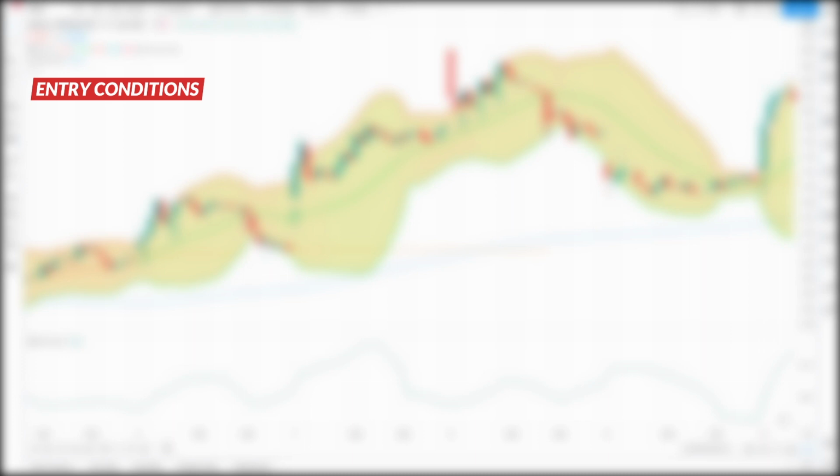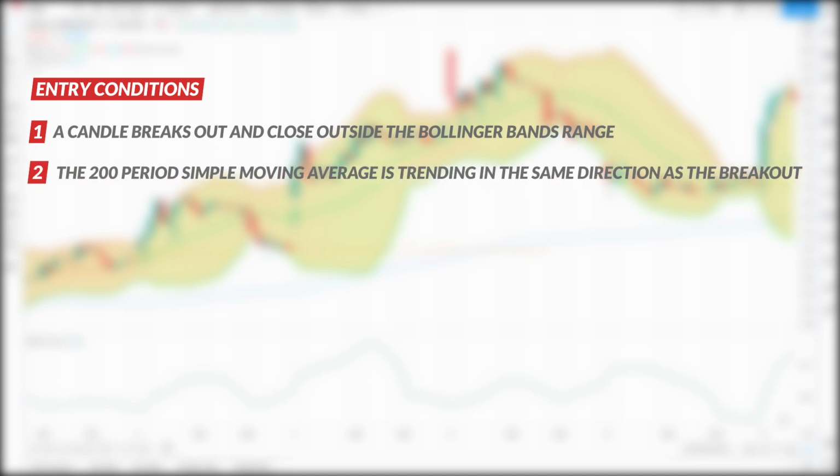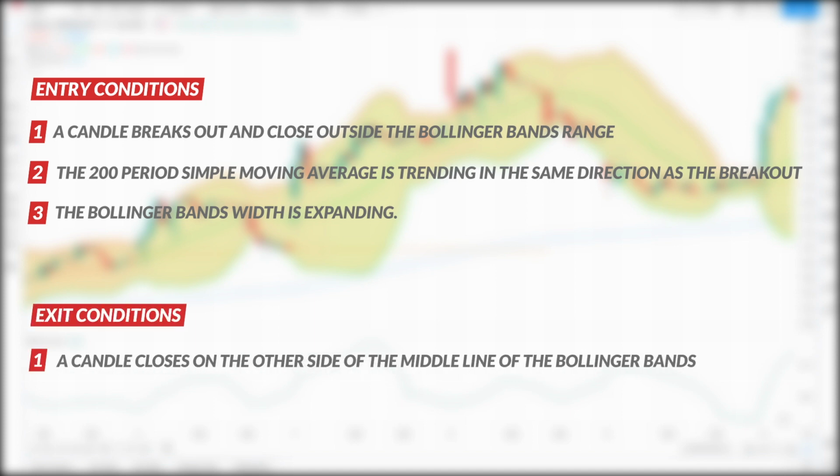To enter a trade, we must see: 1. A candle close outside of the Bollinger Bands range. 2. The 200-period simple moving average is trending in the same direction as the breakout. 3. The Bollinger Band's width is expanding. Our criteria to exit a position are: 1. A candle closes on the other side of the middle line of the Bollinger Bands. Or 2. Our stop loss is triggered.